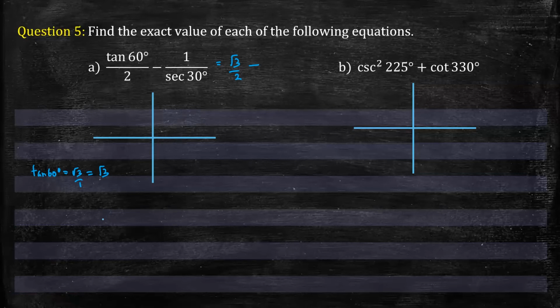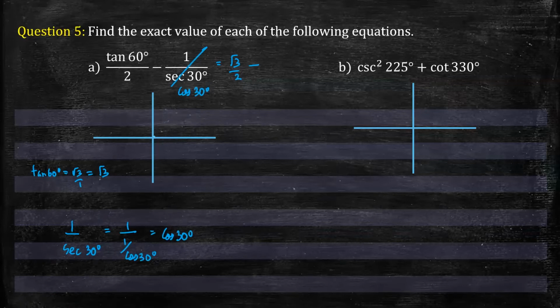For the second part, we have 1 on sec 30 degrees. Now, sec is 1 on cos, so this is the same as saying 1 on cos 30. Well, that's the equivalent of saying cos 30. So this section here actually becomes cos 30 degrees.